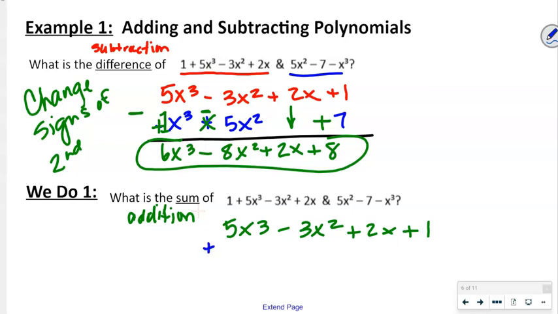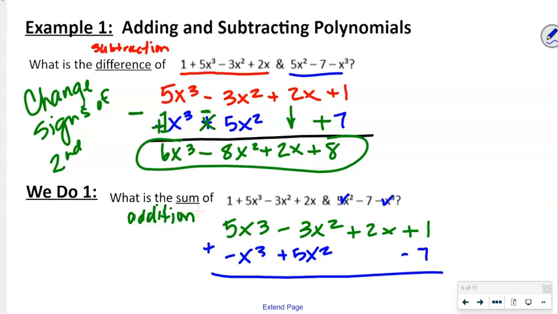This time we are going to add negative x to the third. There's that term, and then we got our plus 5x squared. There's that term, and then we got our minus 7. Now when we're adding, we're not changing the signs of anything. Okay, really important that you see this difference.